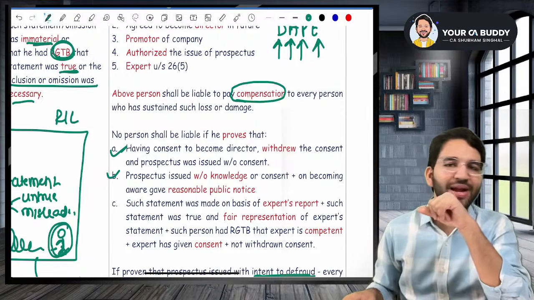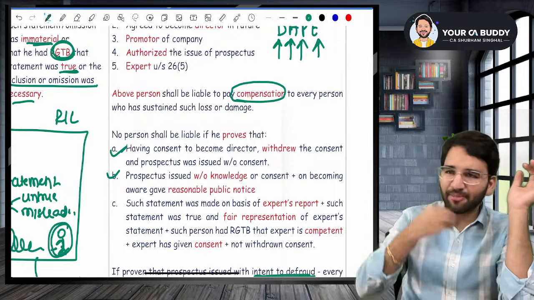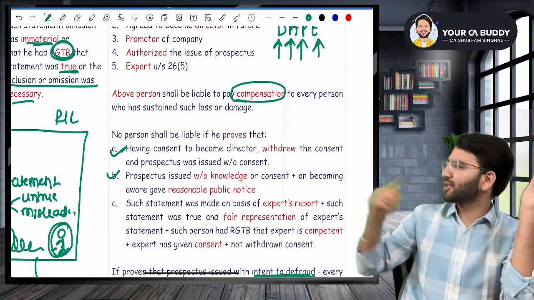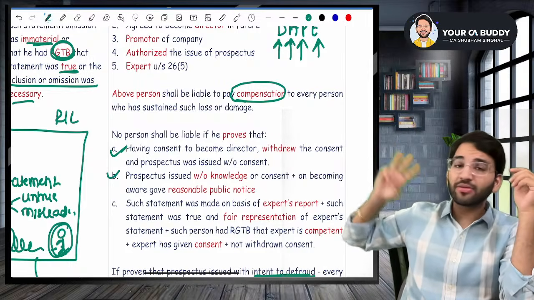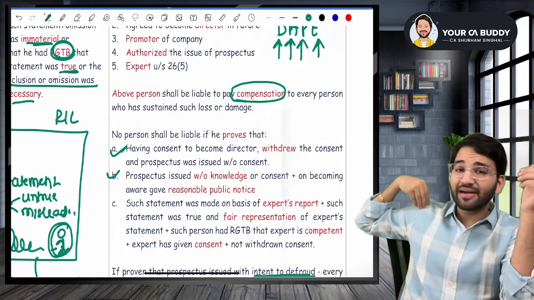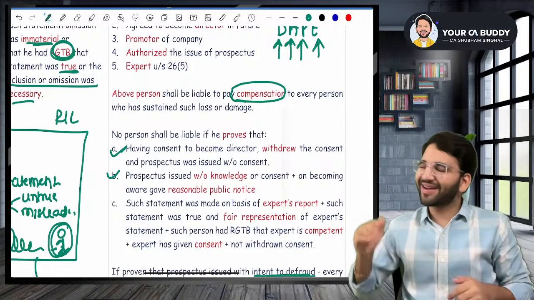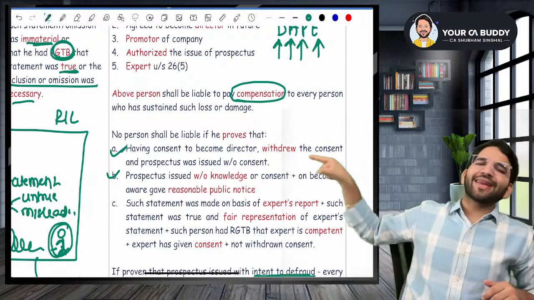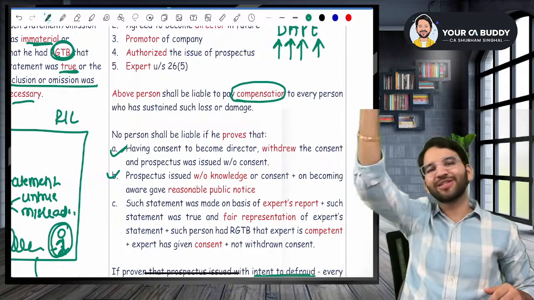You didn't hear me, I'll tell again. I said, how can I save myself? If my statement is misleading, but my statement was based on an expert report, it was a true and fair representation of the expert report. Number three, I had reasons to believe that the expert is competent. Number four, the expert had given written consent and not withdrawn it. So the mistake was technically of the expert and not mine. So I can get saved. So there are three exceptions based on which you can save yourself.